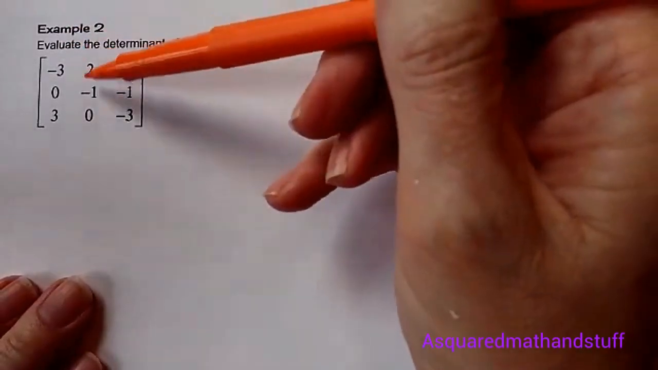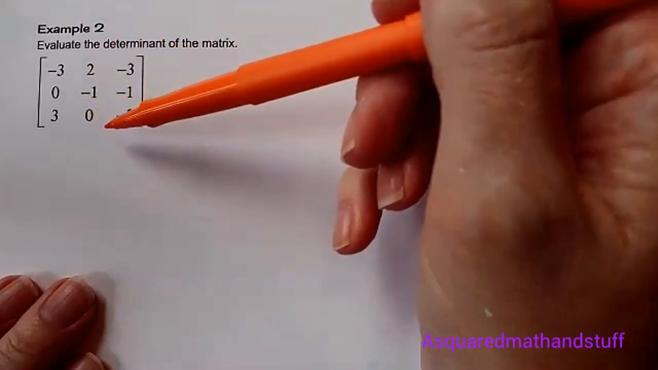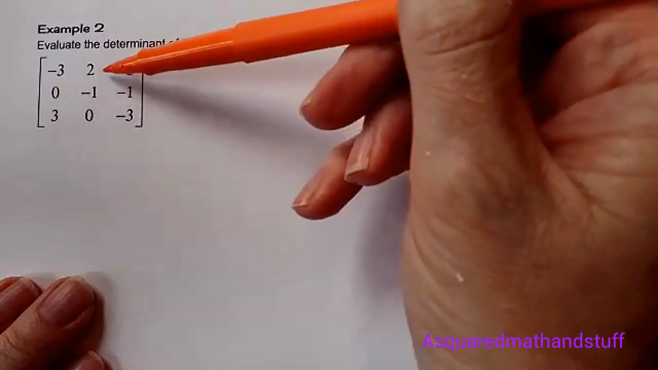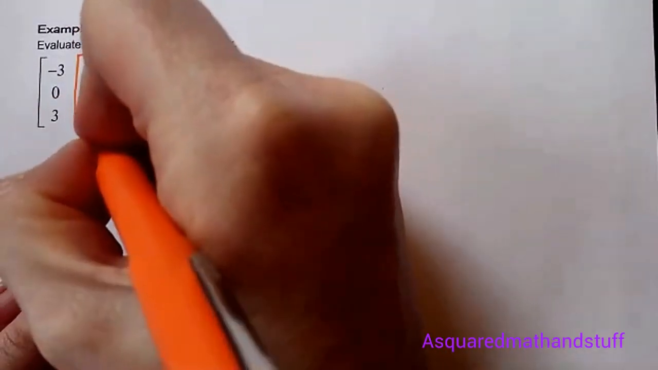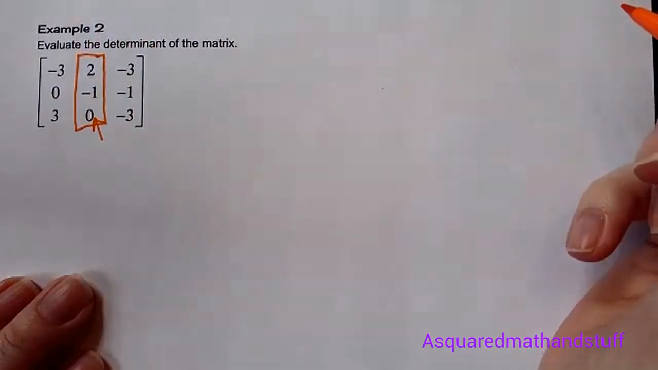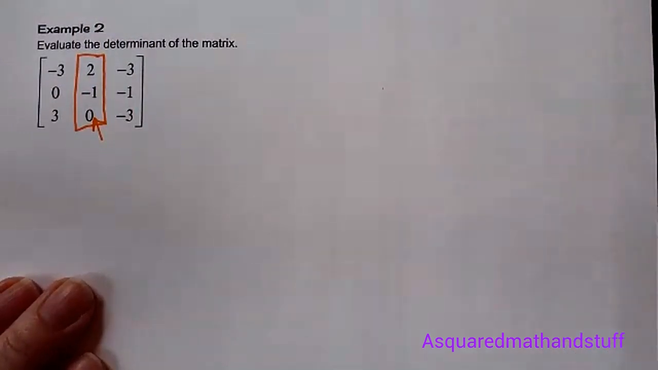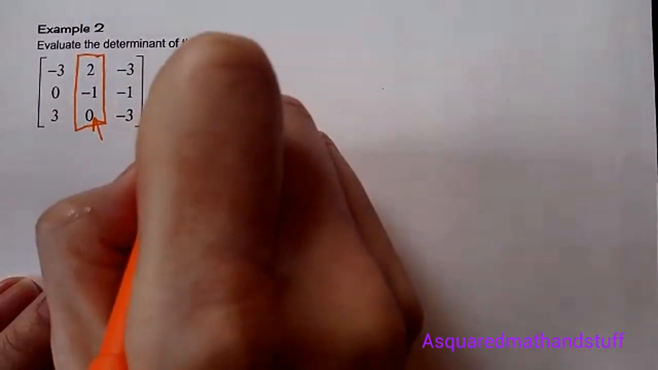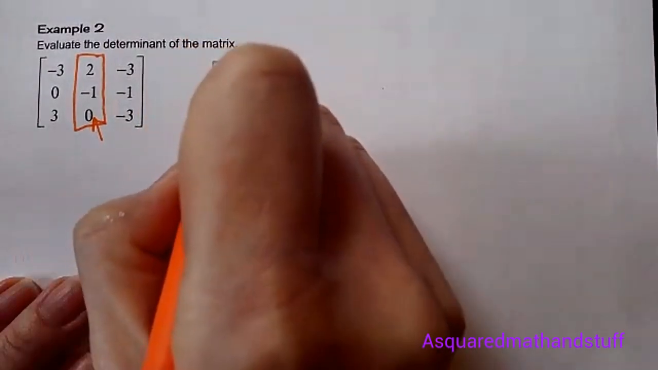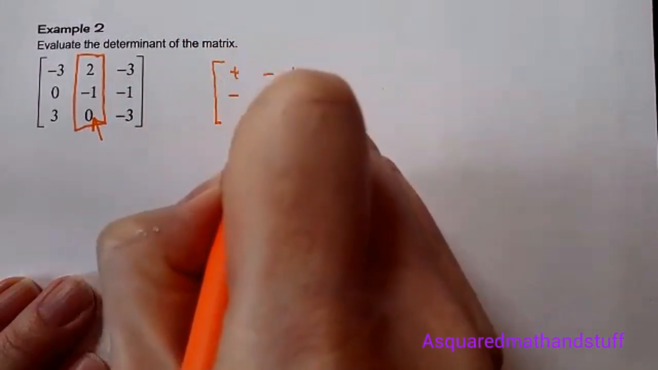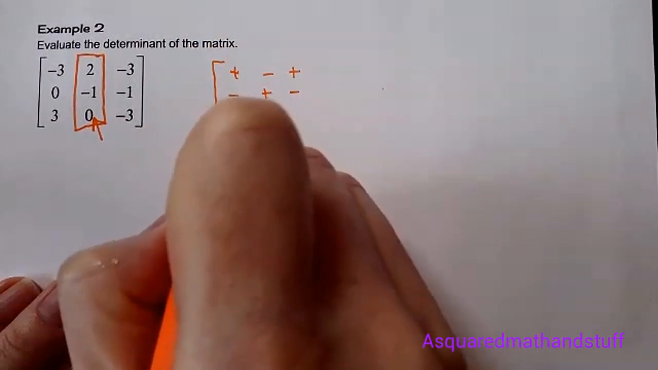This time, I'm going to work with a column. So I'm going to use a column as my A values here. I'm going to choose column 2 because it has that 0. And you'll see what I mean by it making our life just a tad bit easier. We are still working with that plus minus plus matrix. So let's write that again. We have plus minus plus minus plus minus plus minus plus.